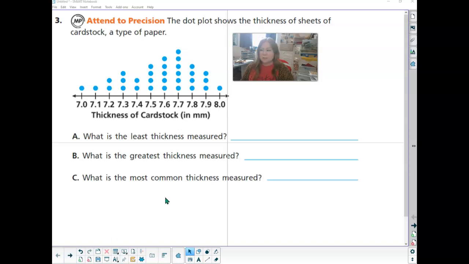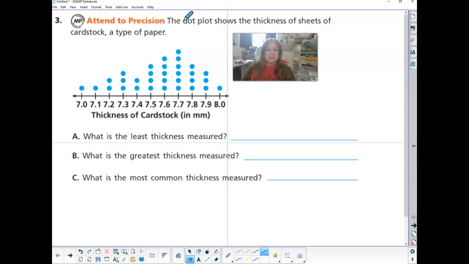For 14.2, on your own, we're going to be working with dot plots. We're going to be making dot plots and looking at the information we can learn from the dot plot. So if you know how to do this, you're welcome to go ahead. If you need to keep watching the video for help, then be sure to do that.